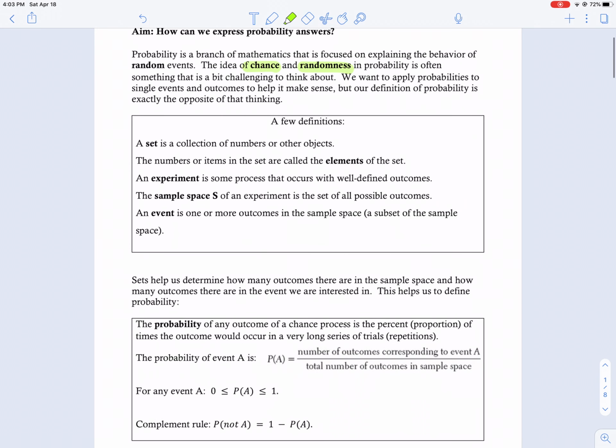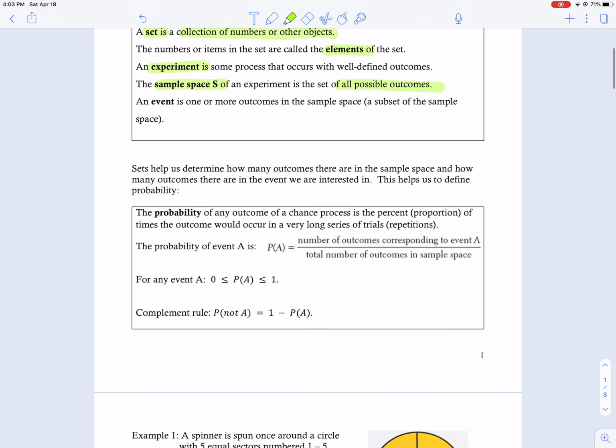So some definitions. A set is a collection of numbers or other objects. The numbers or items in a set are called the elements. An experiment is some process that occurs with well-defined outcomes. Sample space, which is S, of an experiment is the set of all possible outcomes. We're going to see sample space a lot today. And an event is one or more outcomes in a sample space, a subset of the sample space.